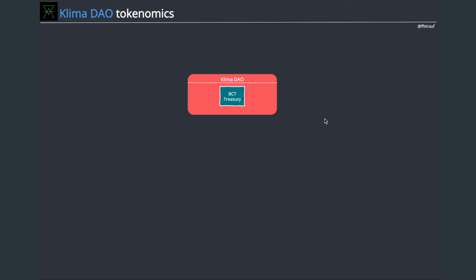And with that, it enables this thing that basically Klima DAO can collect certain assets by issuing tokens. And an interesting asset to collect, and that's why it's called Klima DAO, are these BCT tokens. The base carbon ton is what they're called. And these are basically carbon offsets out of the voluntary carbon markets.